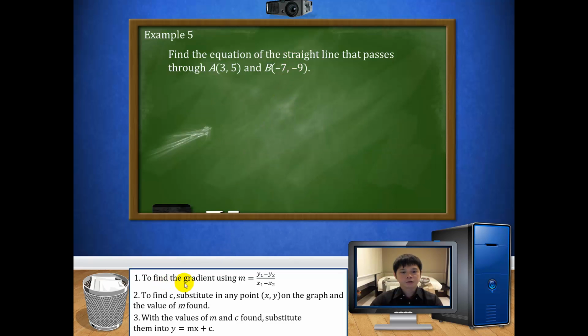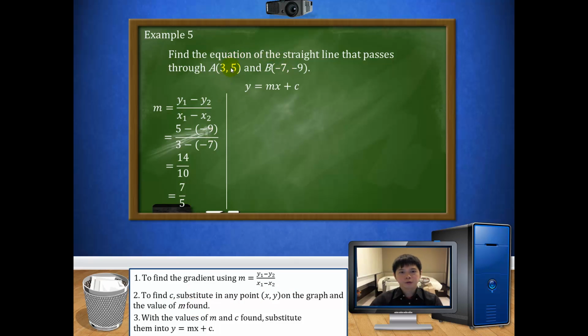First, we shall find the gradient, and the gradient is given by 5 minus -9 over 3 minus -7. Simplifying, we will have 14 over 10. Do remember to simplify all fractions, and hence we have 7 over 5 as the gradient of the straight line. Next, we will find c. To do so, we will substitute in any point on the graph and the value of m found.